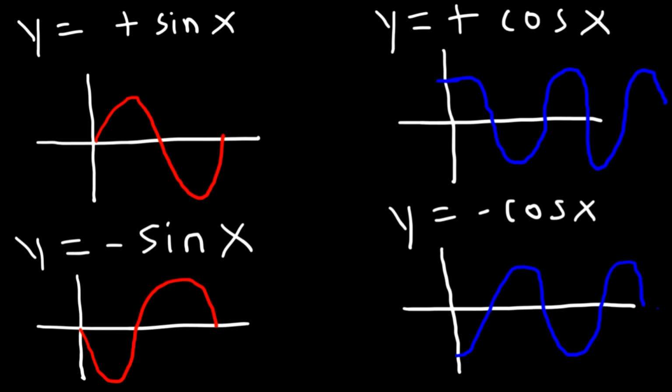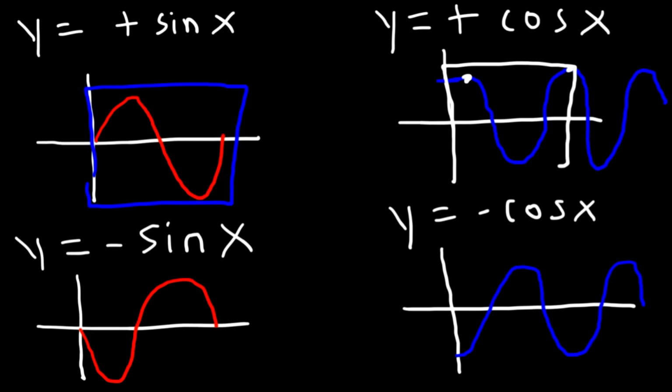Now you need to know the measure of one cycle. For a sine wave, this is one cycle. For a cosine wave, this is one cycle. It starts from the top, and when it gets back to the top, that's one whole cycle.